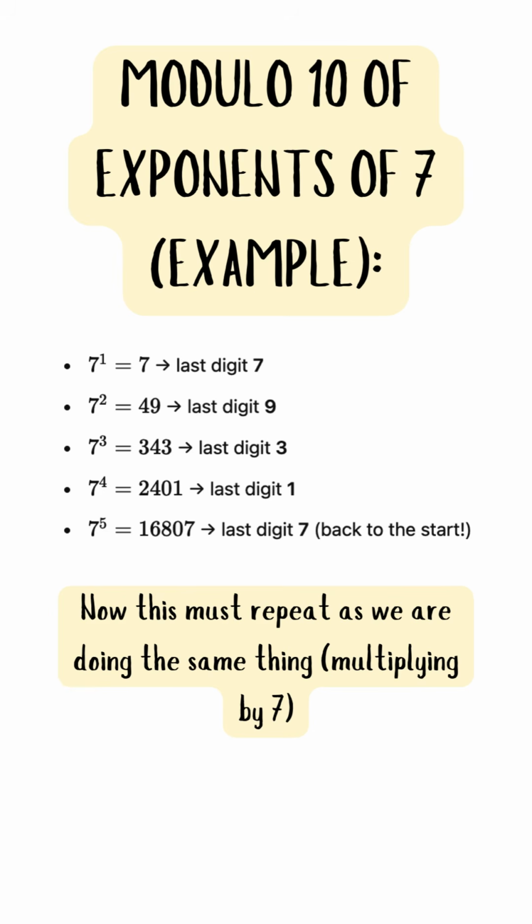So we can see when we come to 7 to the power of 5, we get the last digit 7 and we're back to the start. This means that this must repeat as we are doing the same thing, multiplying by 7. So this is going to keep going on and on and on.